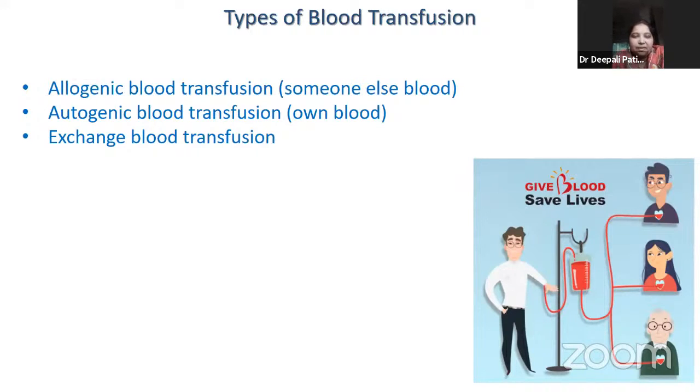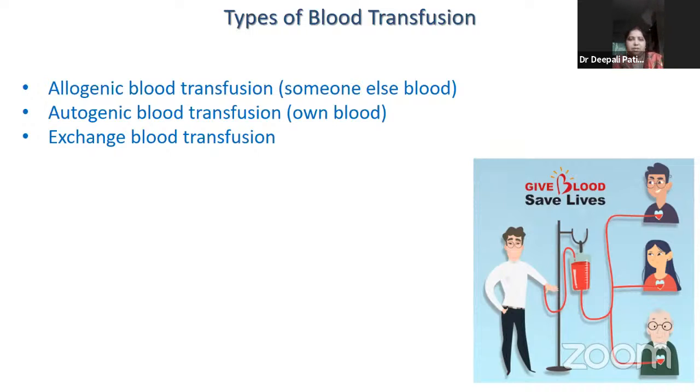Sorry. There are three types of blood transfusion. First is allogenic blood transfusion, second is autogenic, and third is exchange blood transfusion. First one is allogenic. As the word itself suggests, allo means different. In this type of blood transfusion, the patient receives the blood from someone else. This is called allogenic blood transfusion.